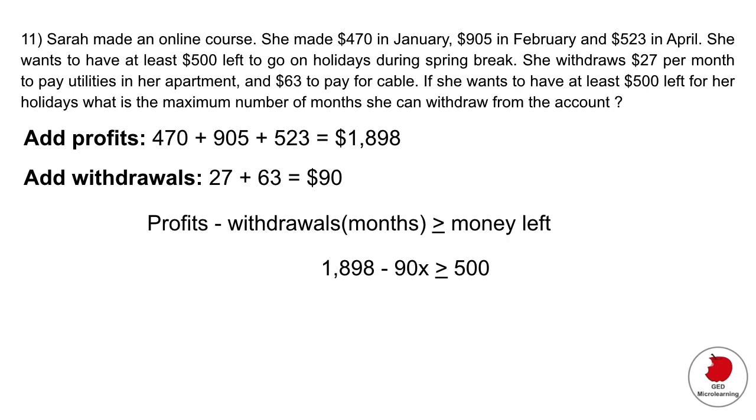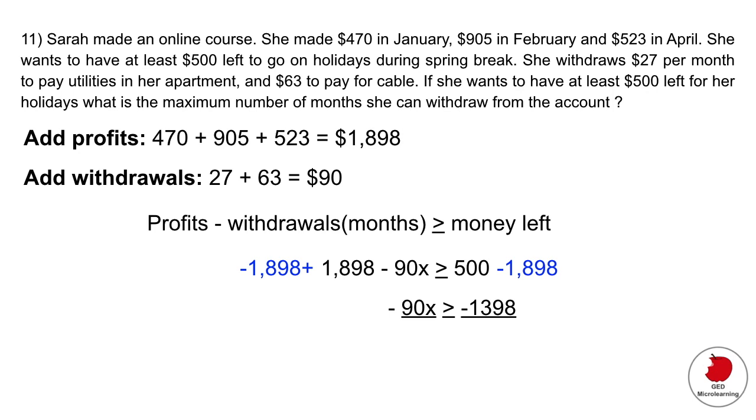Okay, so now you have your equation set up, right? So 1,898 was the profit minus the withdrawals, which was $90 multiplied by X, the number of months, and all of this together has to be greater than or equal to $500 left so that she can go on holidays. All right, and all you have to do now is just solve this like a usual algebra problem. So on the left side there, we would subtract the 1,898. Remember, we have to do the same thing on the right side. And that gives us this amount.